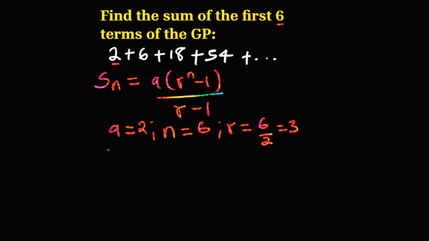So now the sum of the first 6 terms in this case will be A, and A in our case is 2. So we have 2 into R, that is 3, power n, and n is 6, minus 1, and that is over R, which is 3 minus 1. So let us do this.